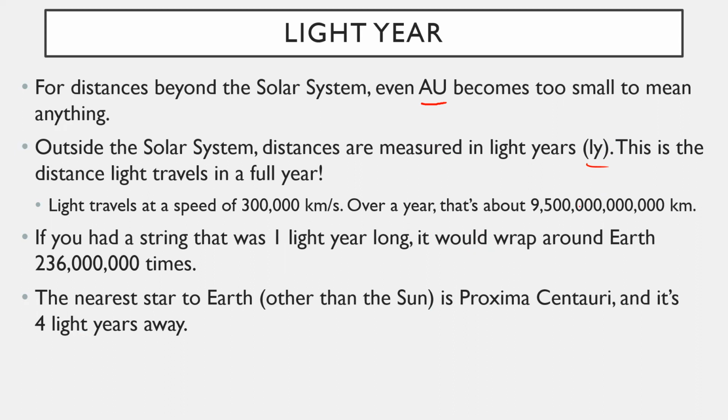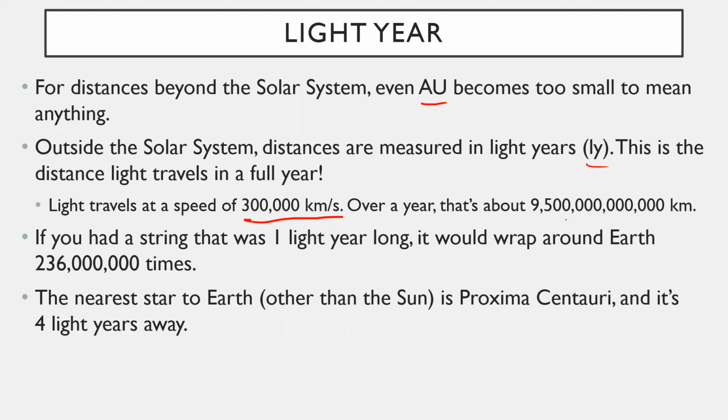This is the distance that light travels in a full year. Nothing in our universe travels faster than the speed of light. The speed of light is the absolute cap, and that's at 300,000 kilometers per second. In the scale of the universe, even light speed, despite the fact that it's the fastest thing in the universe, is actually still pretty slow. It takes quite a while for it to go anywhere. Over the course of a whole year, if you're going 300,000 kilometers a second, you're looking at about 9.5 trillion kilometers.